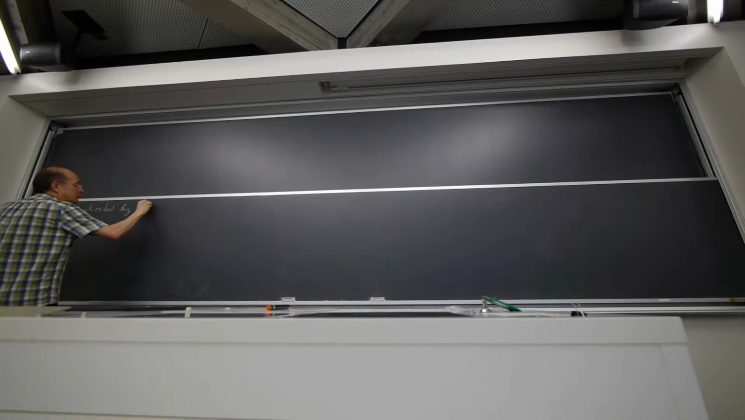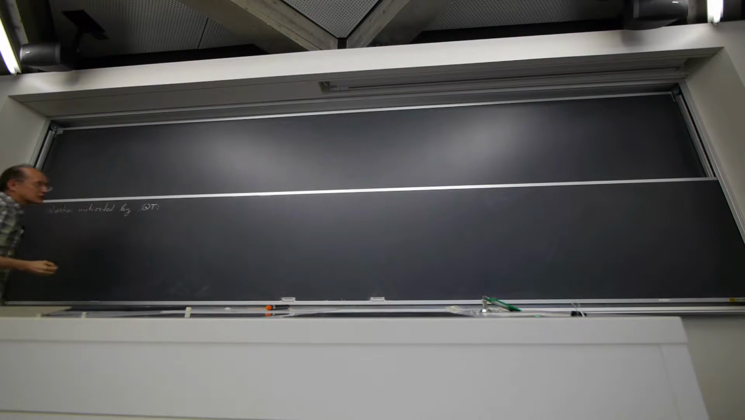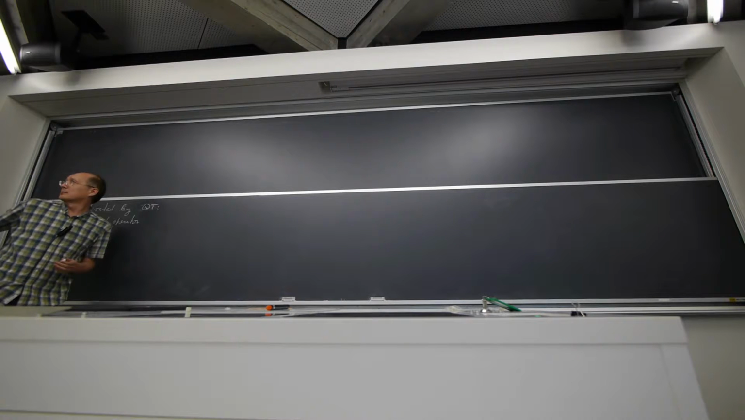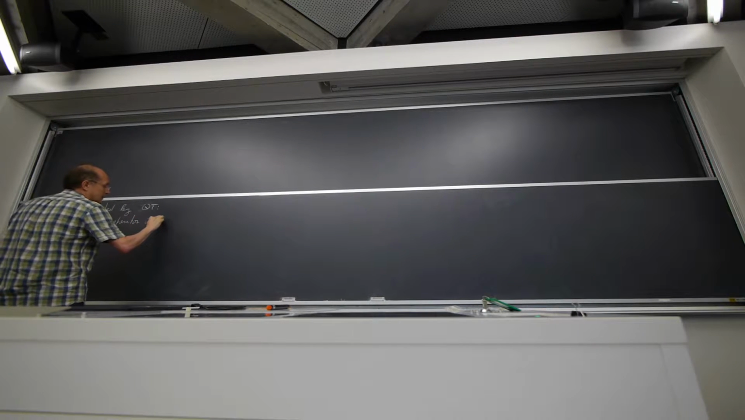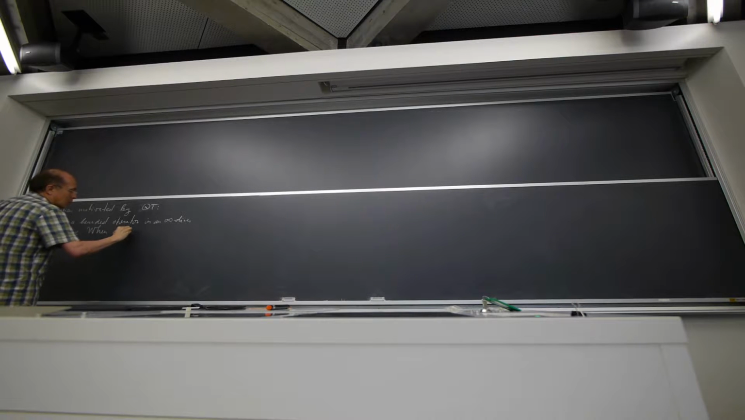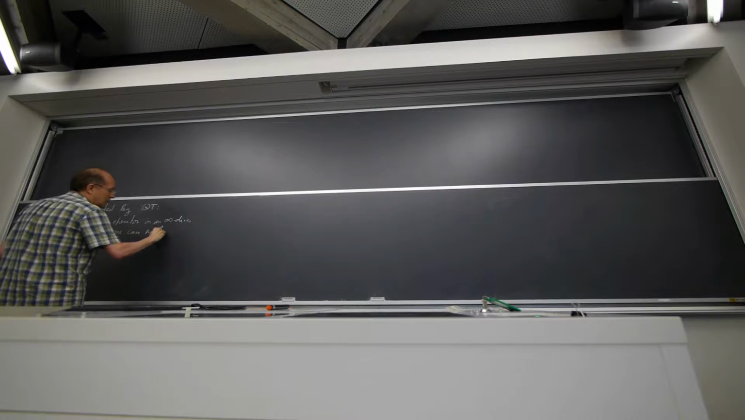So it is a question motivated by quantum topology. So the question is the following. Let A be a bounded operator in an infinite dimensional Hilbert space. And then the question is the following: when one can make sense of its trace.